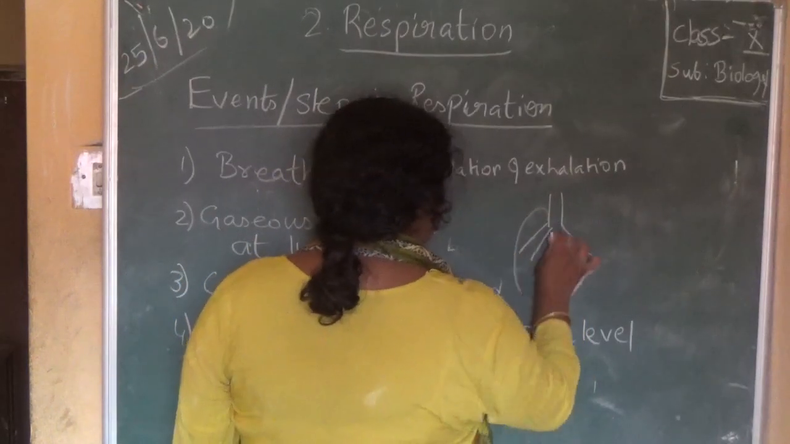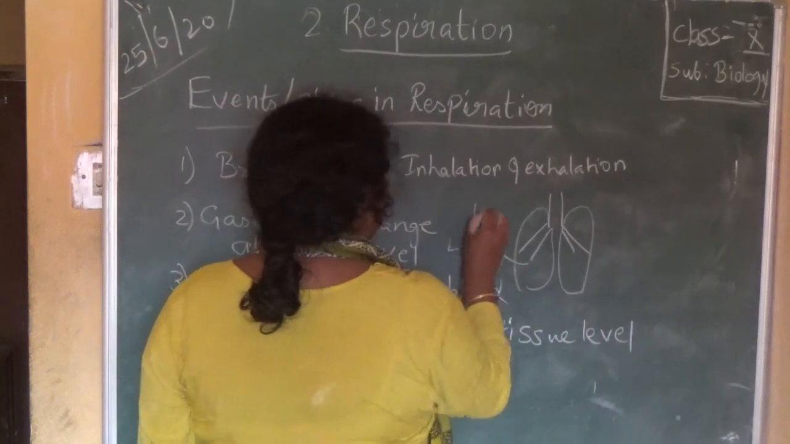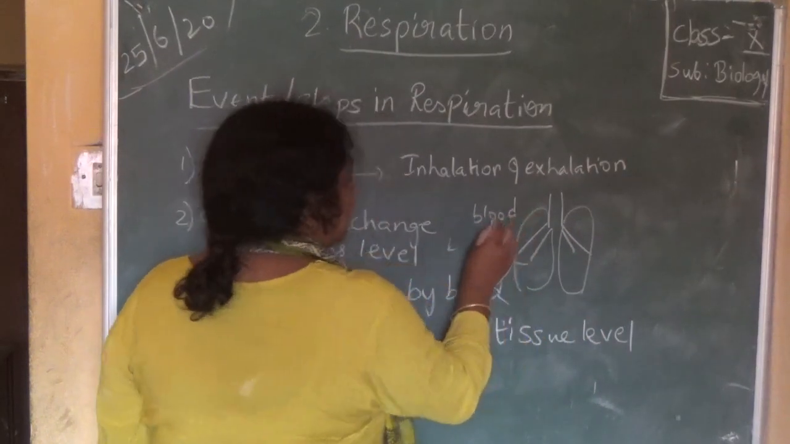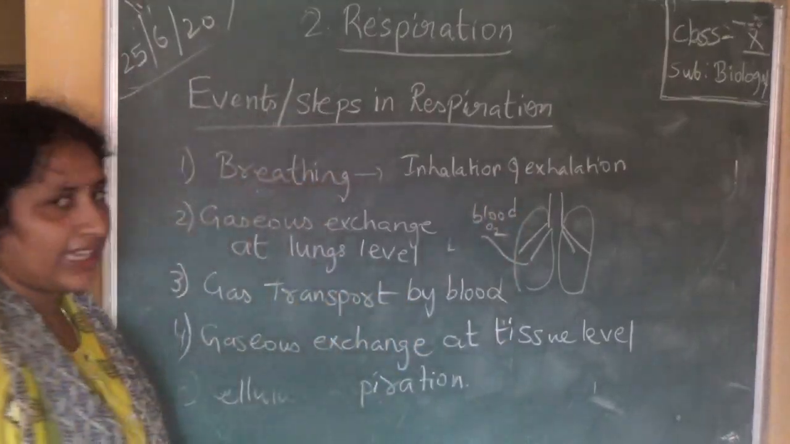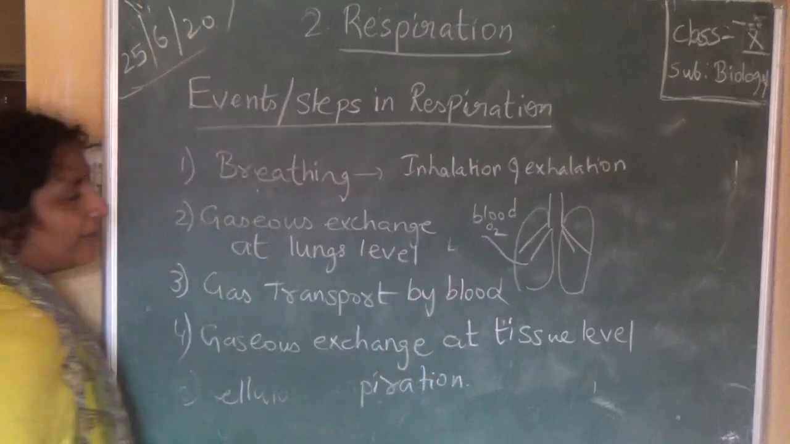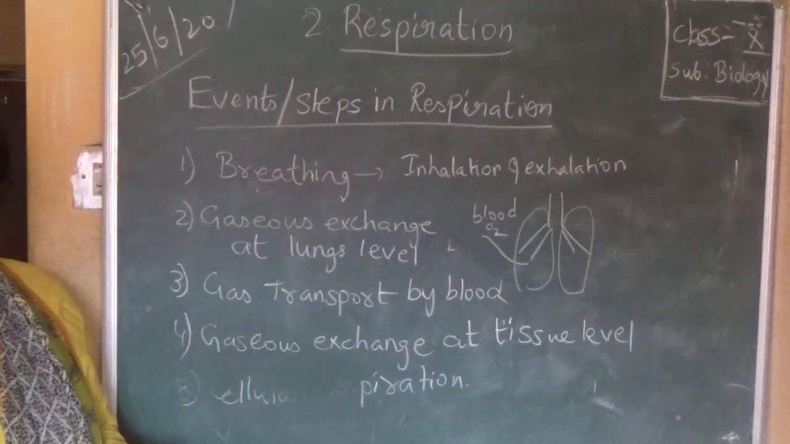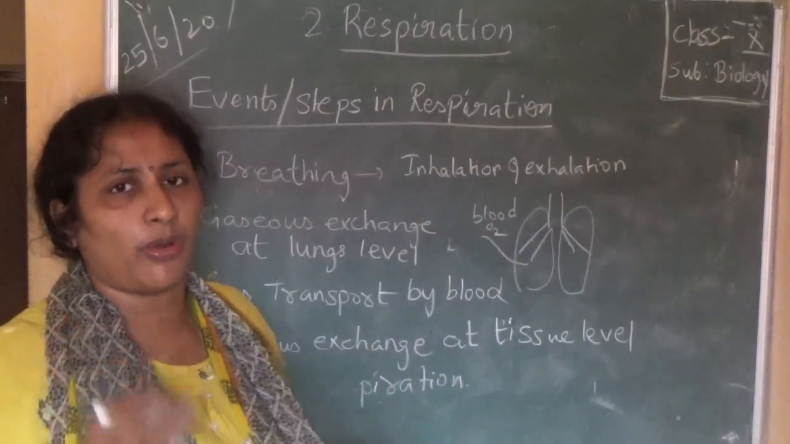So from lungs the blood is transporting the oxygen. Blood is carrying. So gas transport by blood means blood is carrying the oxygen to each and every part of your body.